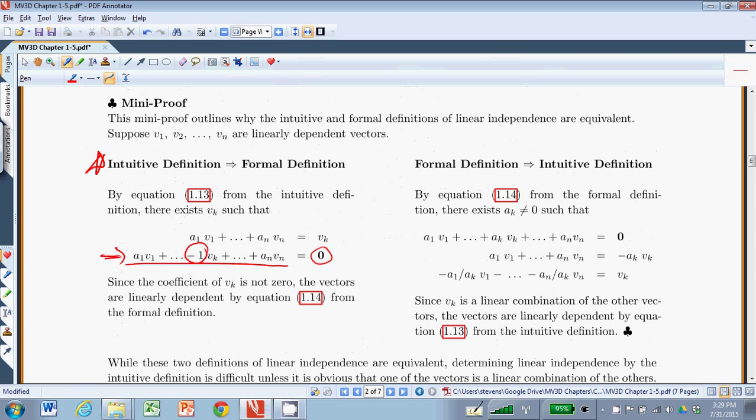On the other hand, suppose I have the formal definition. It means I can get this 0 vector where one of these a's is not 0. And for the sake of picking one, suppose a sub k is one of them that is not 0. Then I can subtract ak vk from both sides, and it shows up over here. And then I can divide by negative ak, because it's not 0, and I get vk written as a linear combination of the others, and that's the intuitive definition. So they are actually identical definitions, just one is more favorable towards intuitive interpretation.